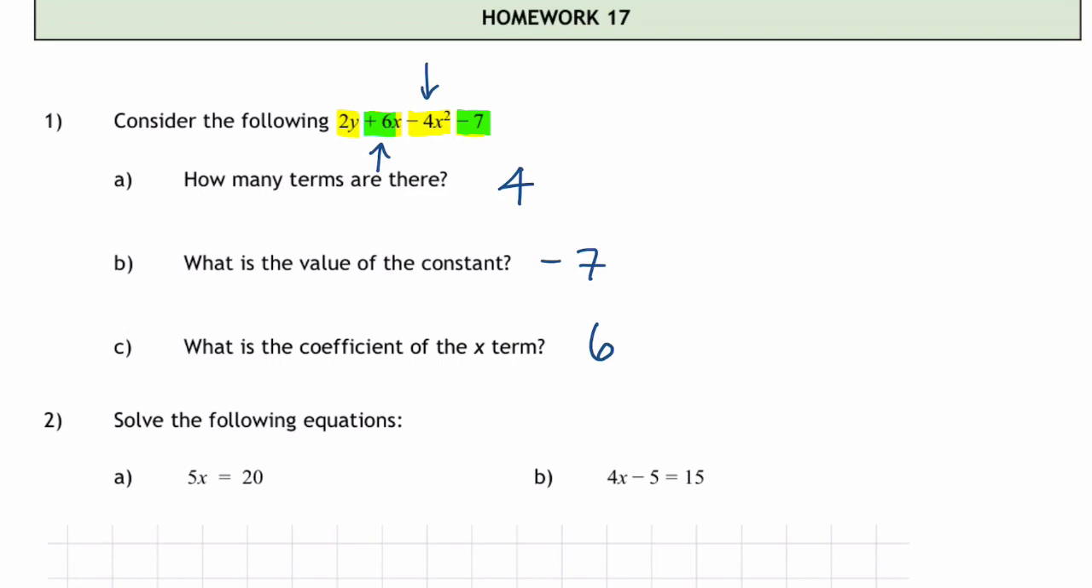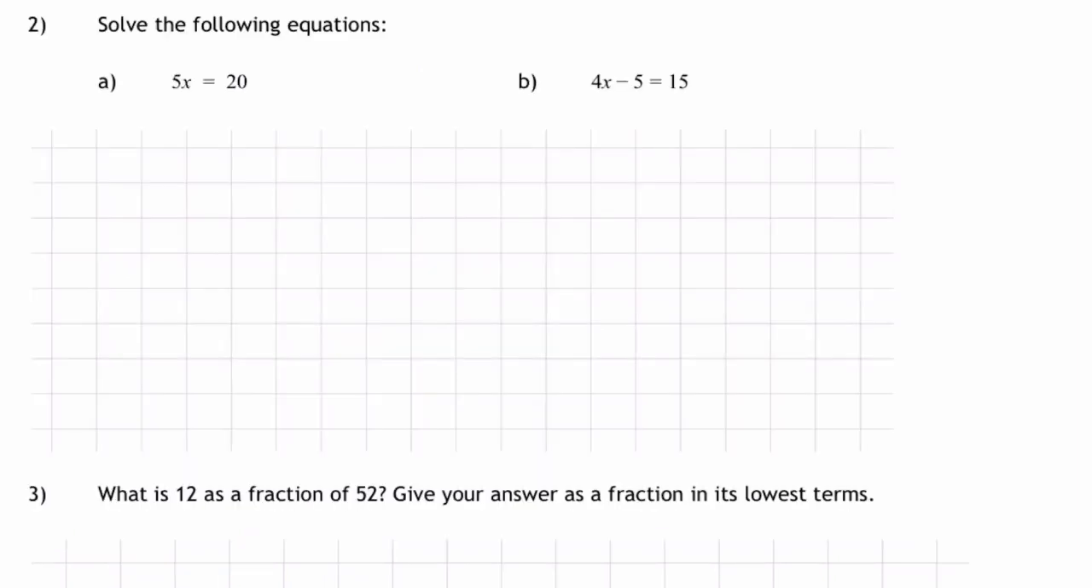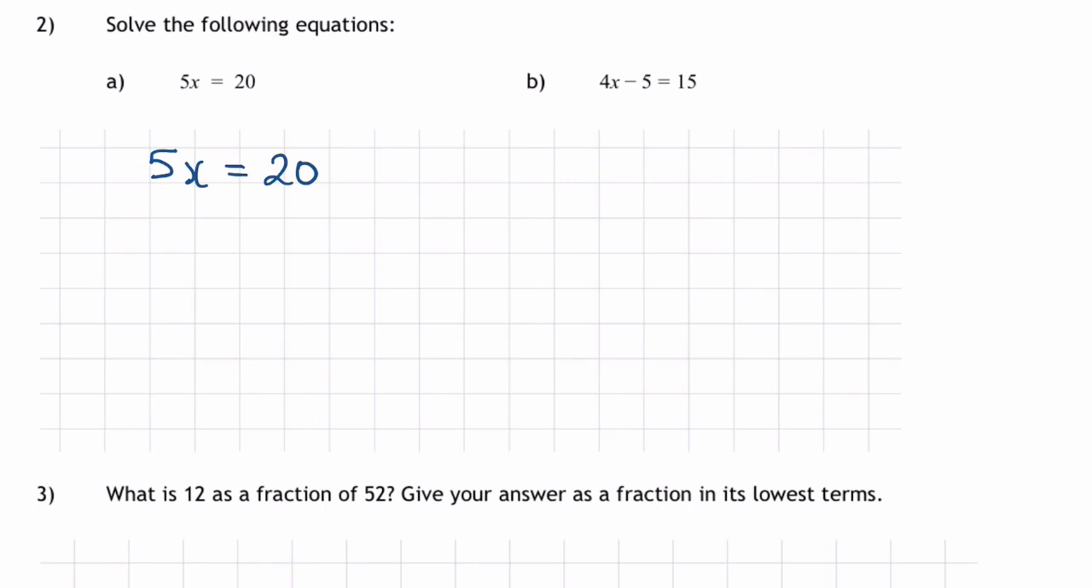On to question 2, solve the following equations. Let me just rewrite this a little bit bigger. So we've got 5x is equal to 20. Now the first thing I want to do here is to eliminate this 5. So I'm going to divide both sides by 5. So divide by 5 and divide by 5. We get that x is equal to 4.